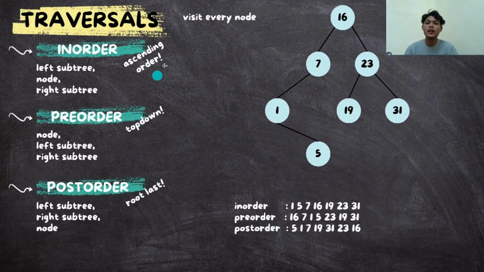Next, this also applies in an AVL tree. In order is also arranged in ascending order.